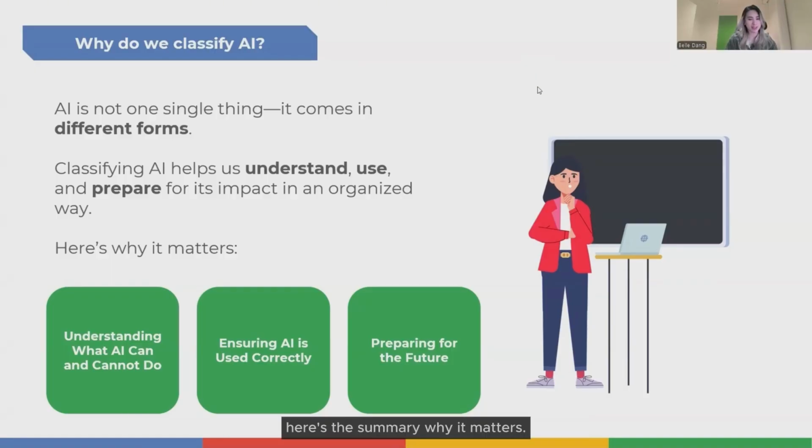Here's a summary of why it matters. We classify AI for three main reasons. First, to clearly understand what AI can and cannot do. Second, to ensure that AI is used correctly and safely. Third, to help us prepare for the future as this technology continues to evolve. Let's talk about what each of these means in detail, and as we move forward, keep in mind that every bit of AI we discuss today has a specific role and purpose.